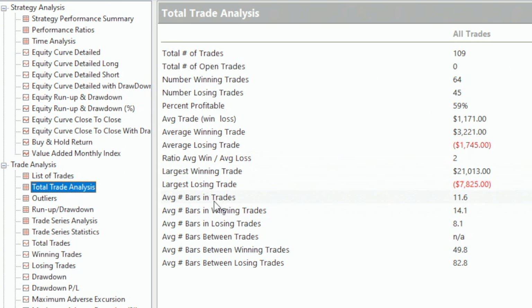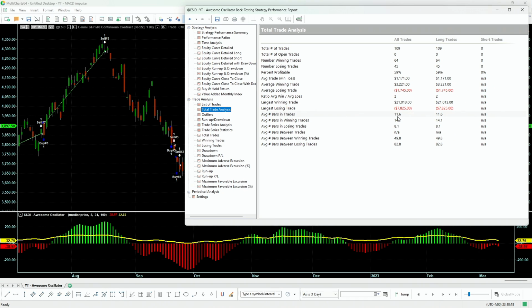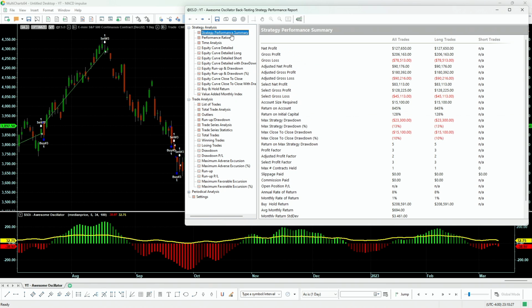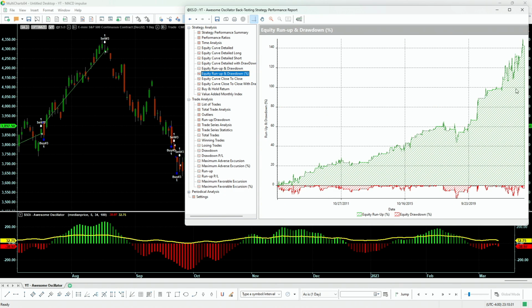The average bars in trade is 11. Remember, we were around 33, so it's almost a third. So we cut our exposure to the market by 2/3. Instead of 33 bars on average, we are 11 bars on average in a trade. So overall, this is a much better strategy. And of course, we can see the curve is much better also.